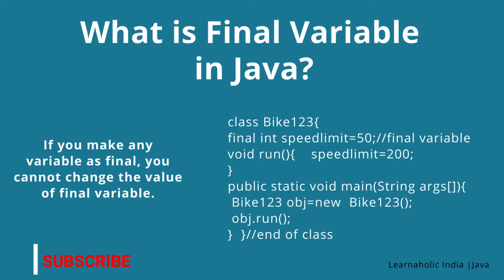Let's have a look at the code. There is a final variable speed limit. We are going to change the value of this variable, but it can't be changed because a final variable, once assigned a value, can never be changed. We got a compilation error in the above program because we tried to change the value of a final variable.